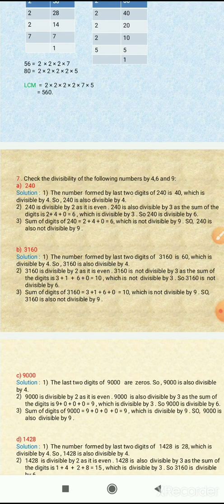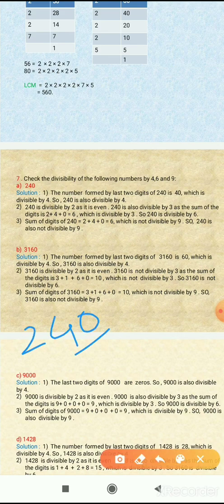See students, given numbers we have to check for divisibility by 4, 6 and 9. So first we check divisibility by 4. Students, you have learned divisibility by 4. If the number formed by the last 2 digits of the given number is divisible by 4, then the given number is also divisible by 4. See here, example is 240.